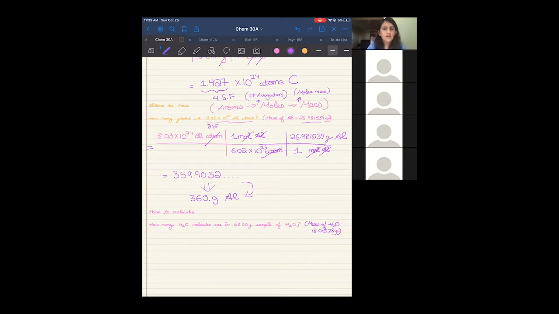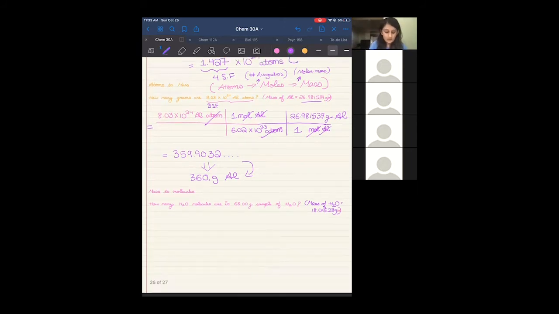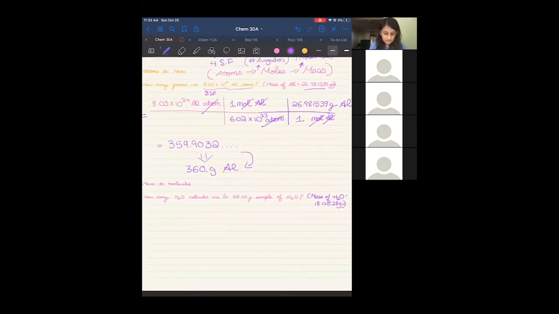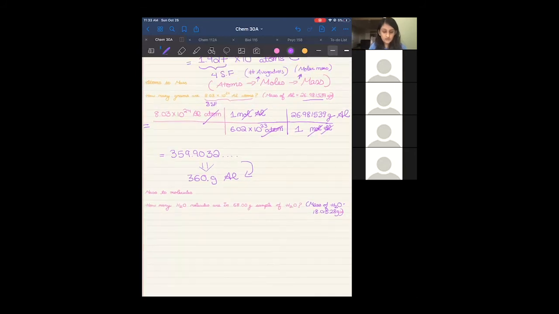Okay. So if everybody's feeling good about this, we'll move on to the next one. Next one is molecules. So we kind of touched on it a little bit. Just the bottom one here, it won't go up. So now we are converting from mass to molecules. So now they're asking how many H2O molecules are in a 68.00 grams sample of H2O.